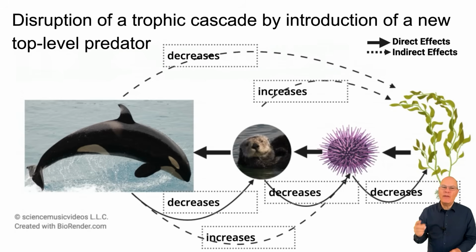This emerged from a famous study by James Estes in the waters off Alaska in the 1990s. And what Estes discovered is that when orcas changed their prey preference from seals to otters, then otters were no longer able to control the population of urchins. Urchins overgrazed the kelp, and that led to an overall decline in the kelp forest ecosystem.